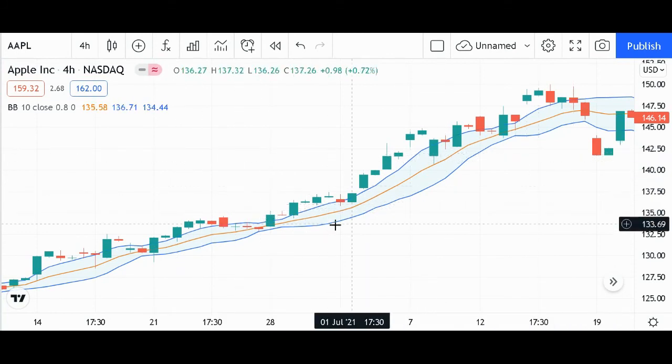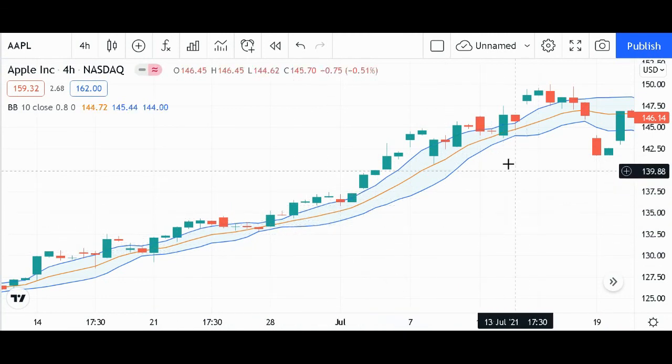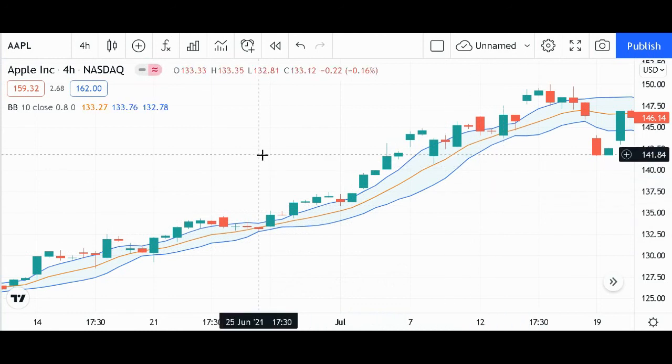Momentum Bollinger Bands, all right? Or it could either be modified or momentum, either way.